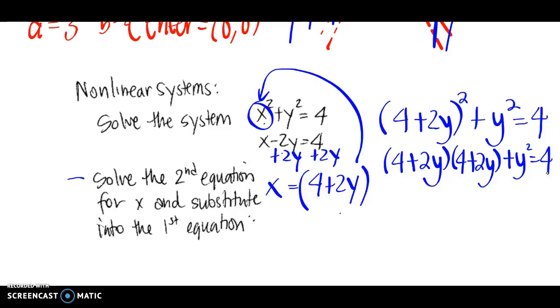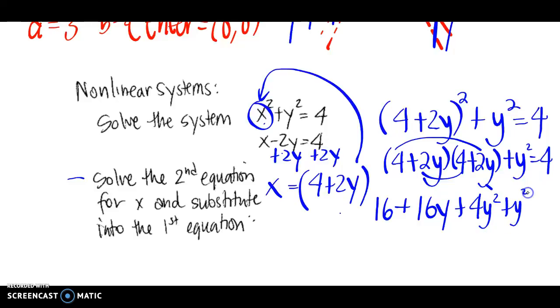So the hard part of this is that you're going to end up with a quadratic that you have to factor. So you FOIL this, we get 16 plus, what do the outside and the inside add to? What's the outside? 4 times 2y. And the inside? 8y. So this becomes 8y and 8y, which is 16y. And then 4y squared plus y squared equals 4.